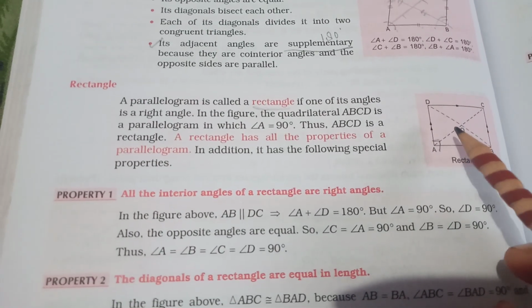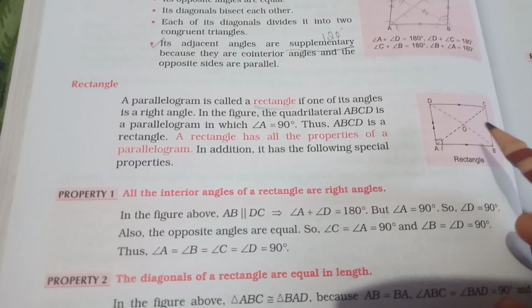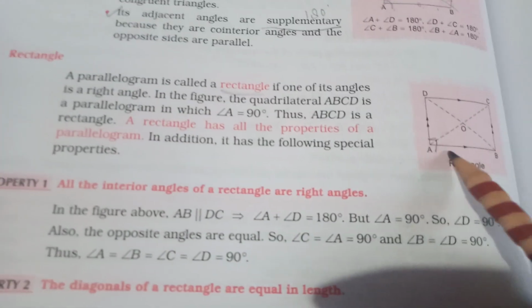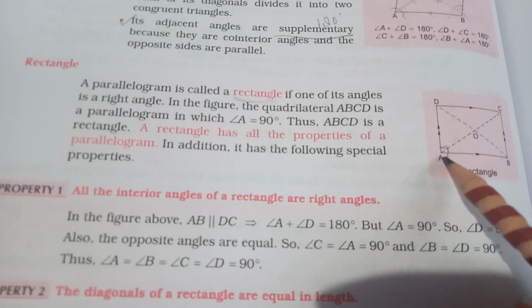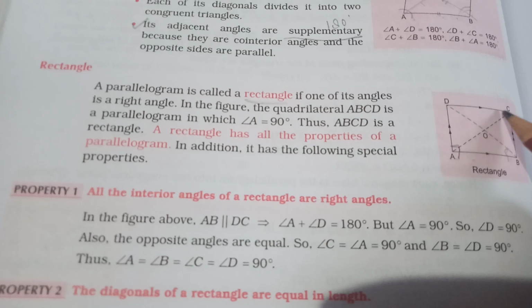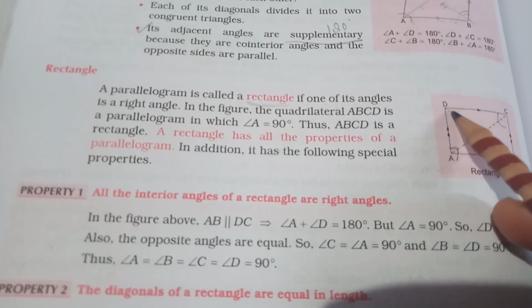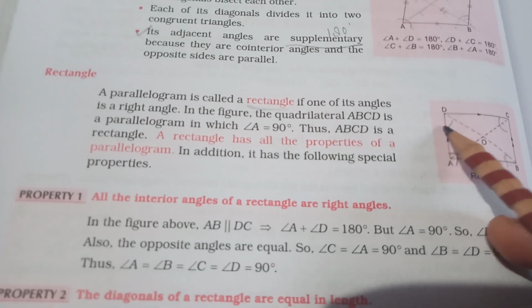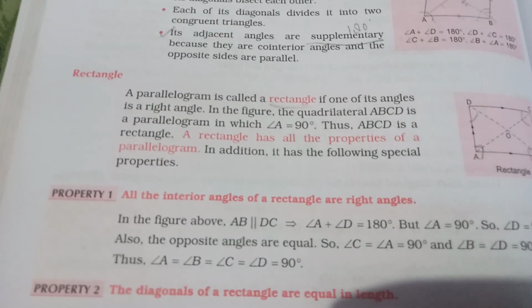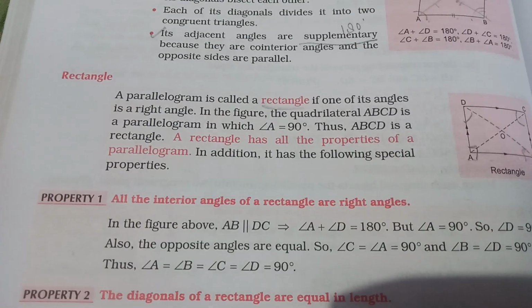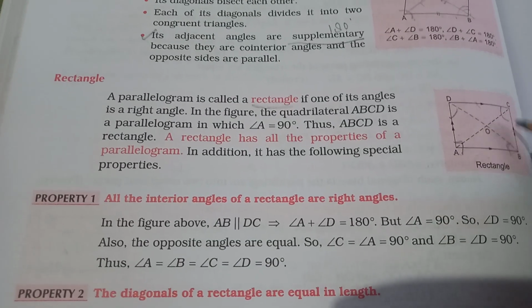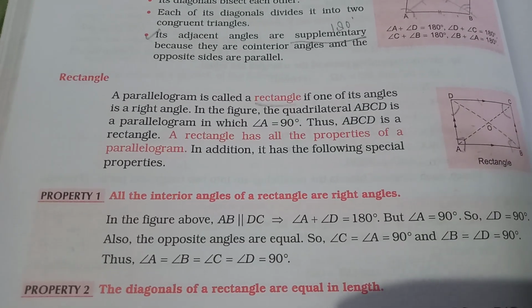Now if it says one angle is 90, automatically the remaining angles are also 90, because we know that the sum of adjacent angles is going to be 180. So if this is 90, then automatically this becomes 90. This is 90, so this is also 90, and this is also 90. Also opposite angles are equal, so all four angles are 90 degrees in a rectangle, and opposite sides are equal and opposite sides are parallel.